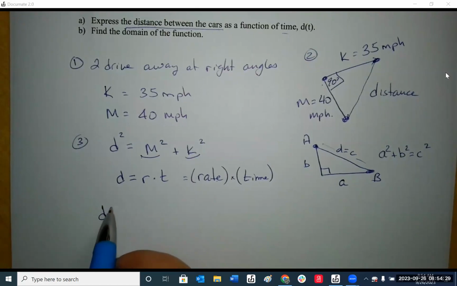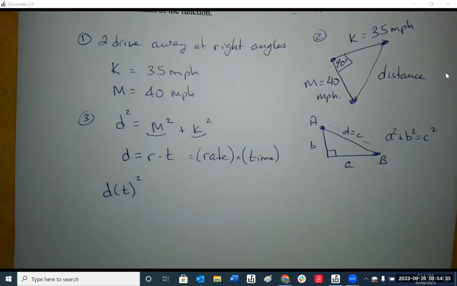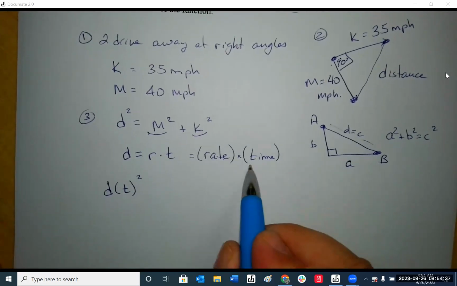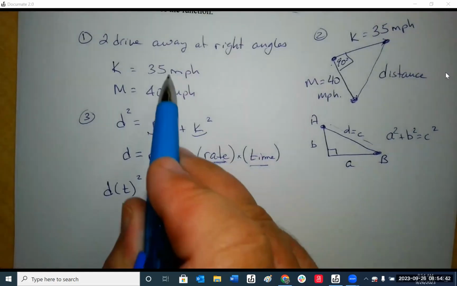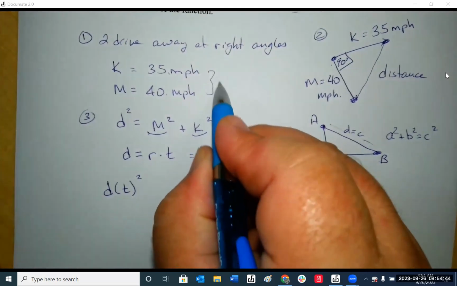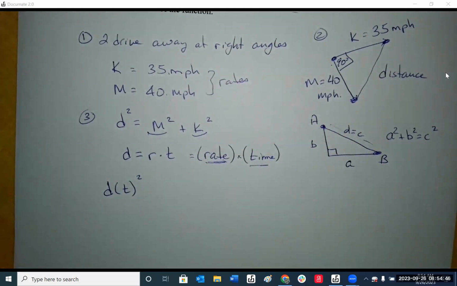So the distance equation has to do with time. Why time? Because we know the rate. The rates are here. These are the rates. The only thing we don't know is time. So that's our variable.